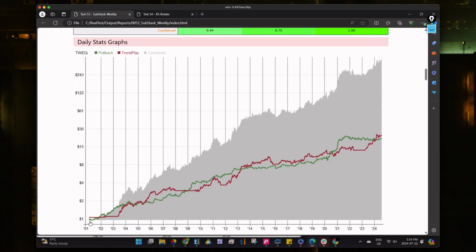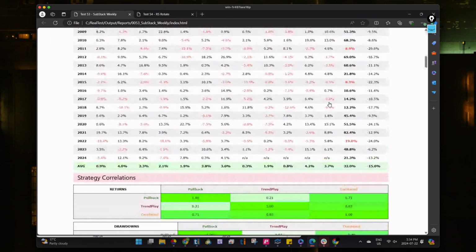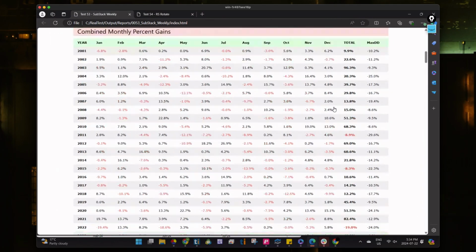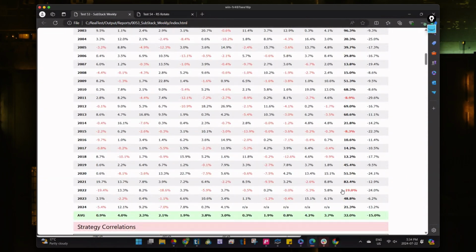This is the algorithm. This is the return of $1 since the year 2000 to now. You can see an amazing percentage return, and just like any equity curve, it's going to have dips and periods of time where it has to recover, but that's just the nature of trading. This is what the distribution looks like, the percent gain by year. You can see a couple down years, which is to be completely expected from algorithmic trading.